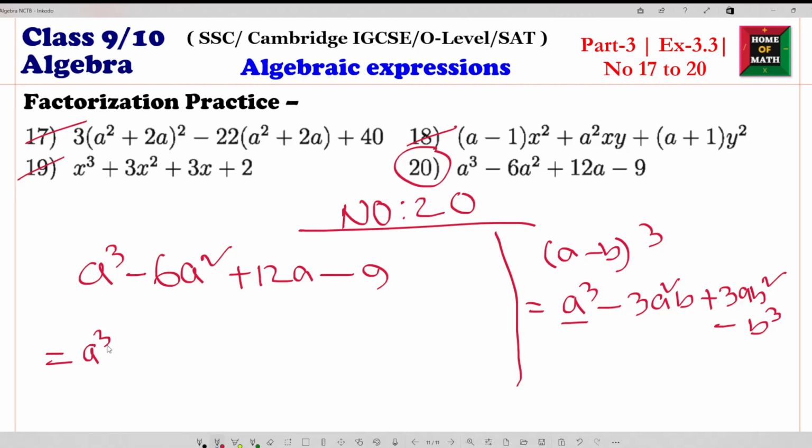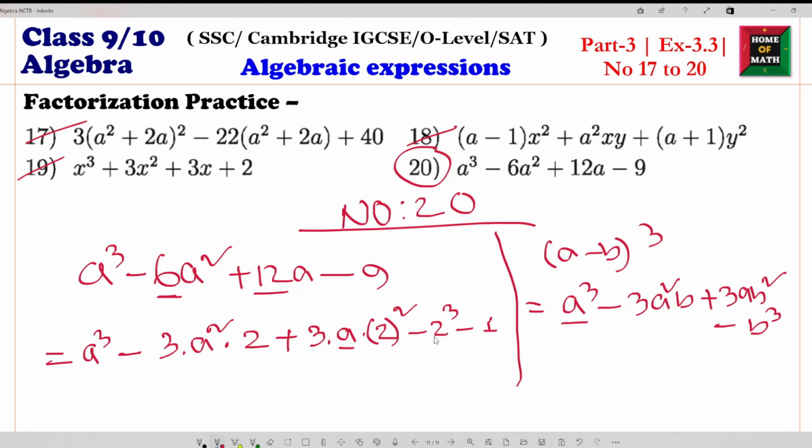Here is also a cube, we can write this one minus, then 3a square b, 3, then a means here is also a square, times b. So b we know is 2 because 3 times 2 is 6, plus 3ab square. 3a means a, b means 2 square. Look, 2 square means 4, 4 times 3 is 12, and here is minus b cube means 2 cube. 2 cube means 8, here is minus 9, so we can write another minus 1. So minus 8 and minus 1, minus 8 minus 1 becomes minus 9, right?